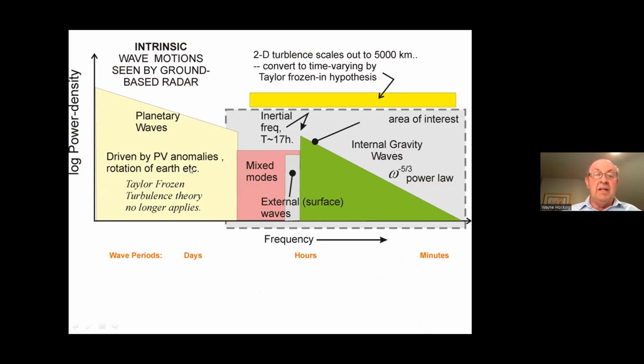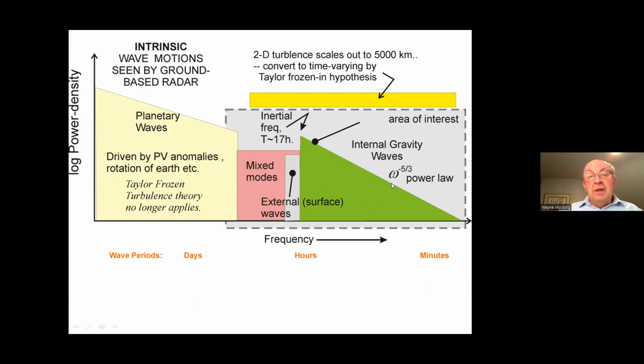There are multiple different ways in which waves form, and I've shown classes of them here. The most important ones to us are this green region, which are internal gravity waves. There are also things called external surface waves, mixed modes, planetary waves. Planetary waves are scales where the wavelength is comparable to the radius of the Earth. You might get 10 oscillations around the Earth. So very large systems, essentially the size of a high or low pressure system.